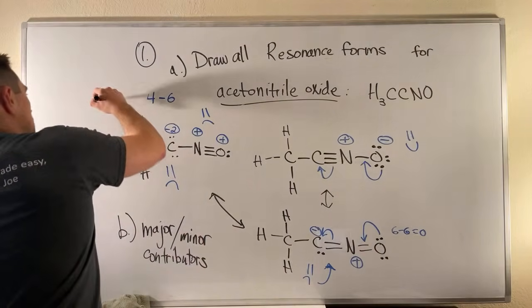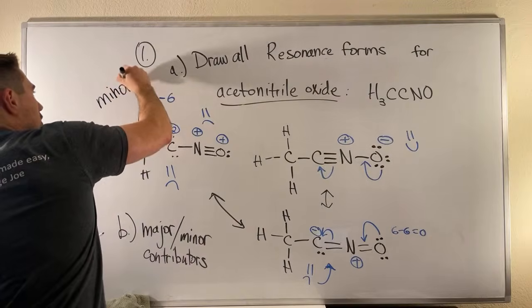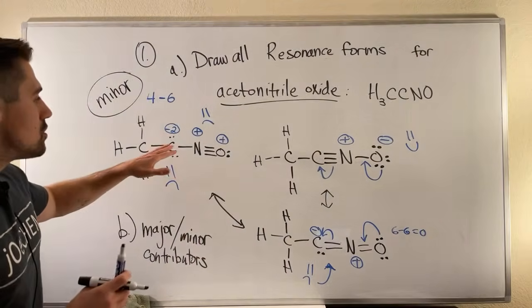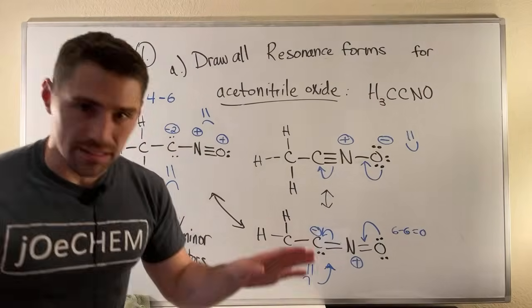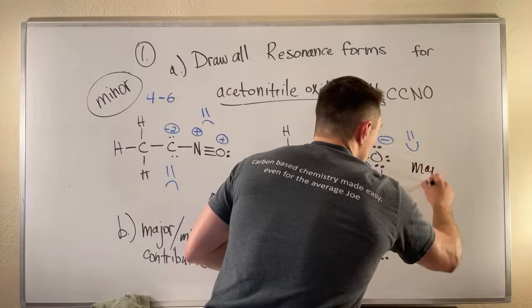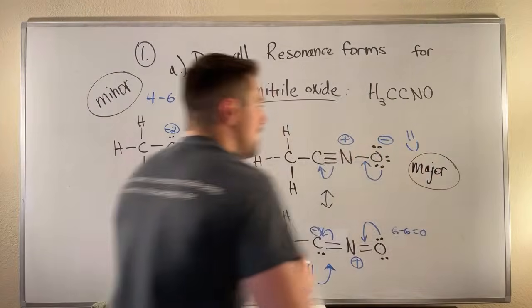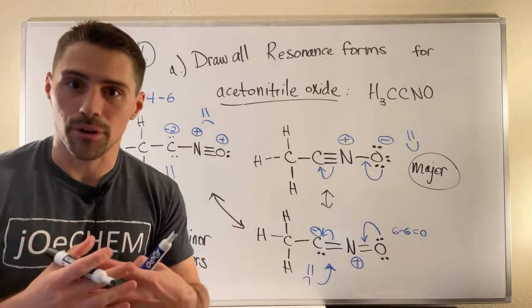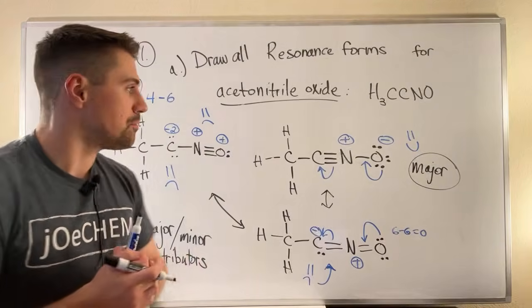This is our minor resonance structure here, the minor contributor to the overall hybrid, because it has a double negative charge on an atom that isn't electronegative. And our major contributor is over here, because we've put the negative charge on the atom that is best suited to harbor it.